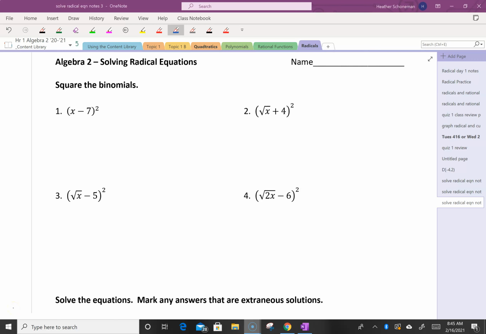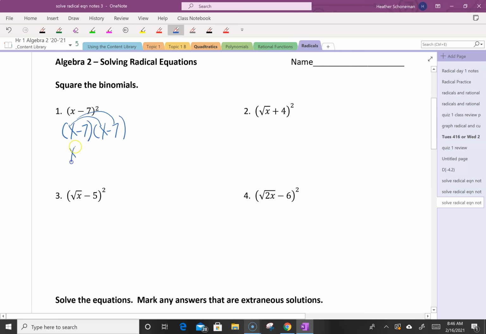Okay, this video is the third and final video in solving radical equations. To be able to solve these last type of radical equations, we have to be good at squaring binomials. And we've already done ones like number 1, where everything's pretty straightforward. So if you remember, when you square a binomial, you've got to write it out twice.